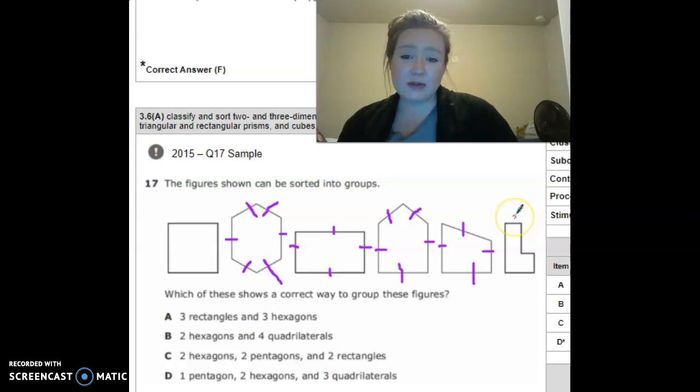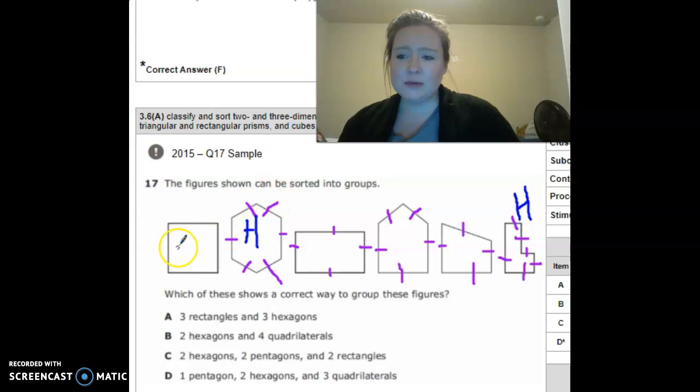All right, let's look at this one. This one's a little bit different. 1, 2, 3, 4, 5, 6. This has 6 sides. What kind of figure is this? Good, this is a hexagon. Now, this looks nothing like this hexagon, but it is still a hexagon because it has 6 sides. So I'm going to write an H here. This is also a hexagon.